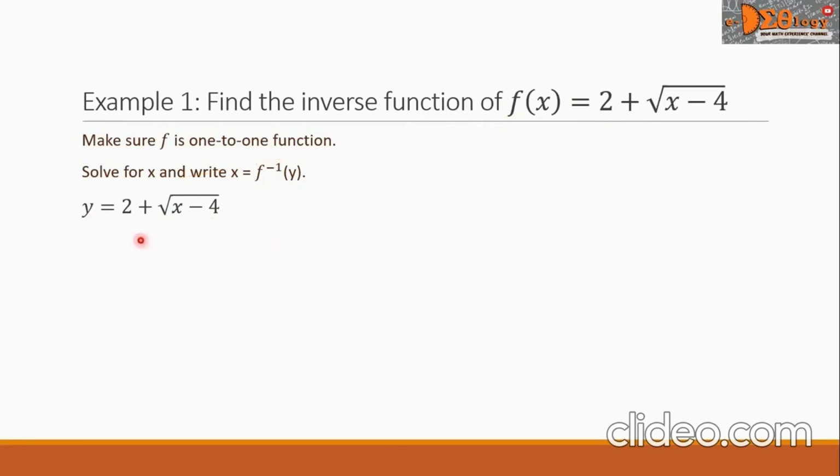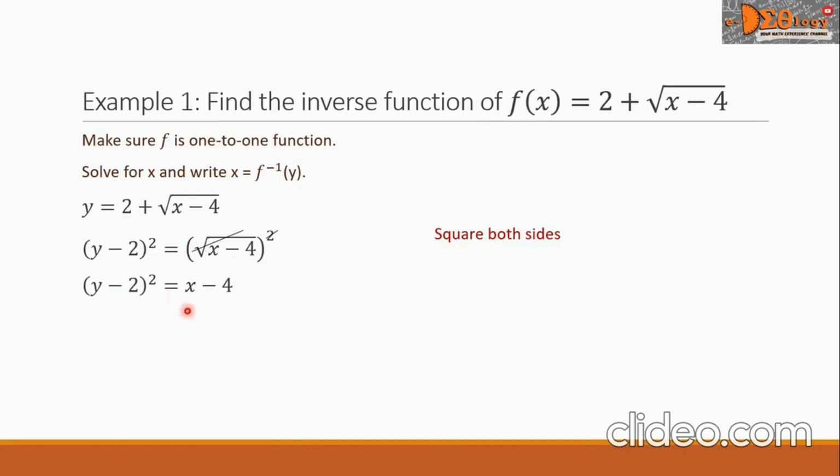The first thing to do is to transpose the number 2 to the other side. So the positive 2 here becomes -2 on the left side. And then we want to remove the radical sign. So we will square both sides of the equation. And if we do that, the radical sign and the power 2 cancel each other. Only the x minus 4 comes down here. Of course, the left side is the square of y minus 2.